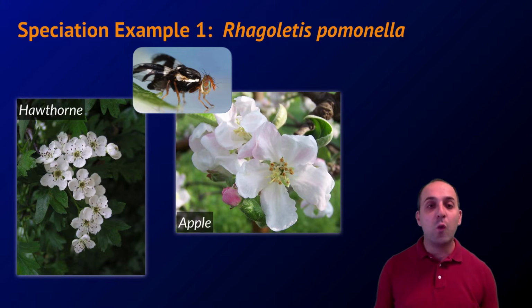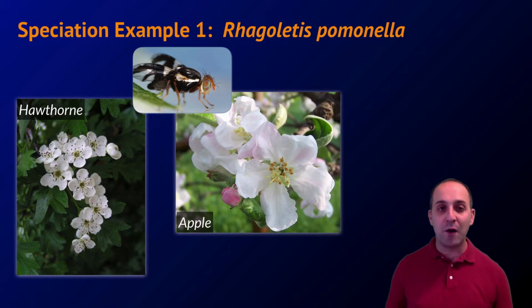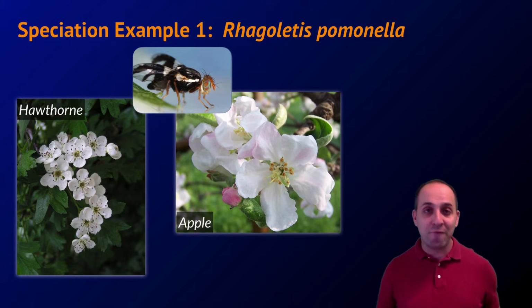But when the apple was imported into North America, a population broke off from the hawthorn population and started to live on the apple plants. Now, hawthorns and apples don't flower at the same time of year, and that is totally connected to when Rhagoletis engages in its reproductive cycle.